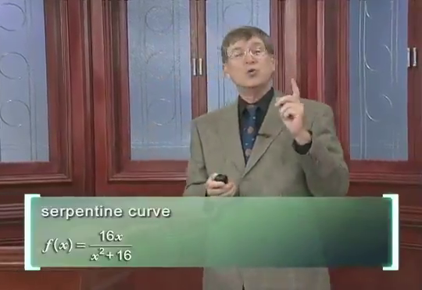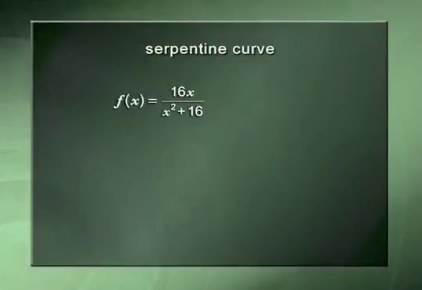This is a very pretty curve called the serpentine curve. Its formula is 16x over x squared plus 16. And I'd like to find the tangent line to this curve at the origin. This will be good practice of our quotient rule. So let's get to work.